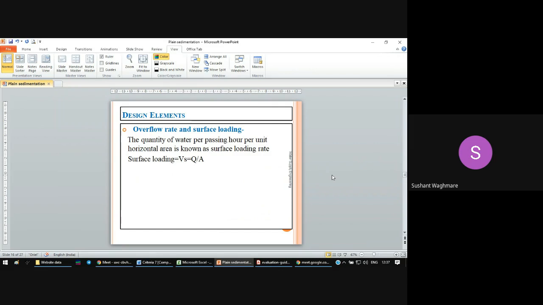And next is overflow rate, or surface loading. So surface loading is calculated by the formula Q by A. Surface loading is the quantity of water passing per hour per unit horizontal area. So per hour, how much amount of water is passing? And when I say amount of water, we are talking about the volume of water. So how much volume of water is passing through the unit horizontal area is called the surface loading rate, or surface loading.